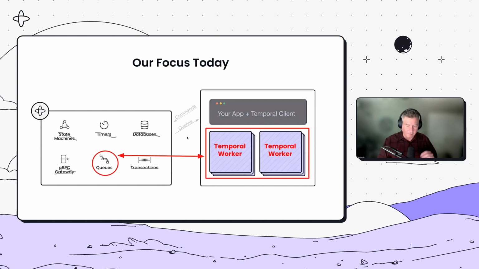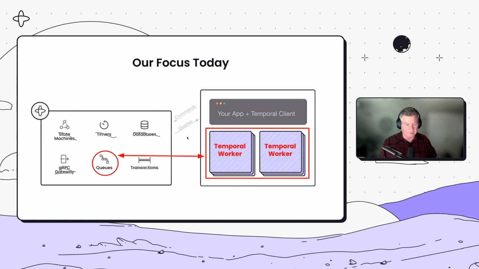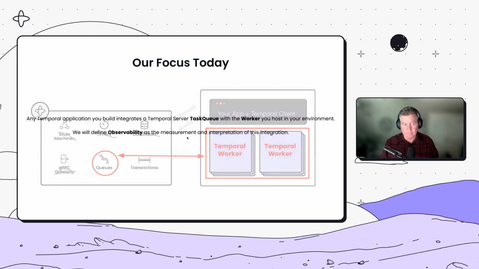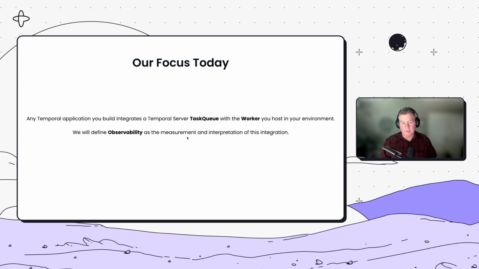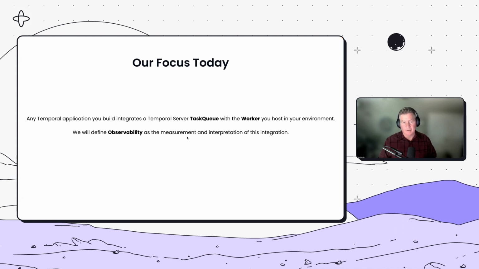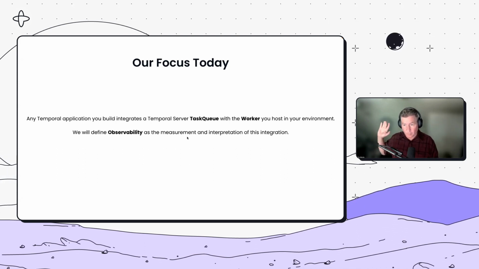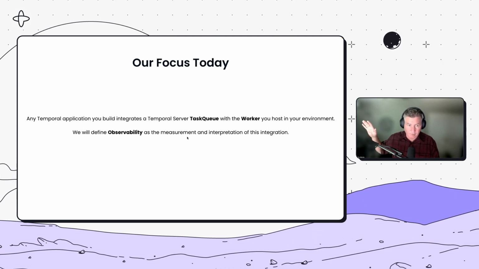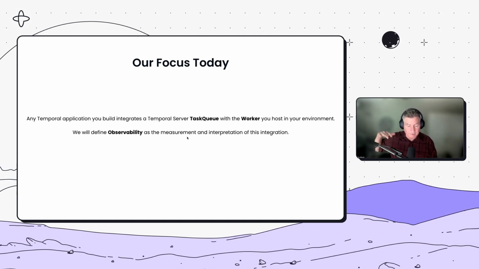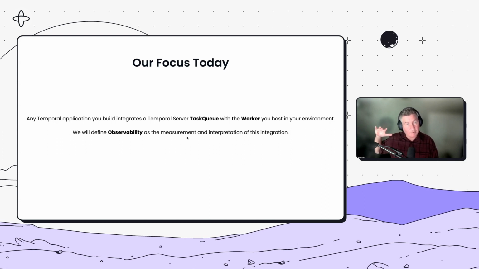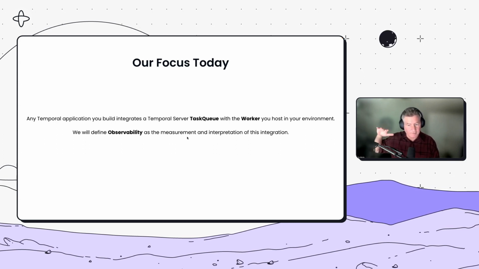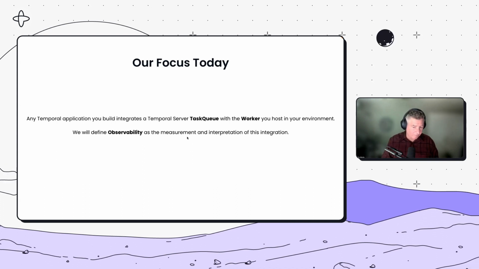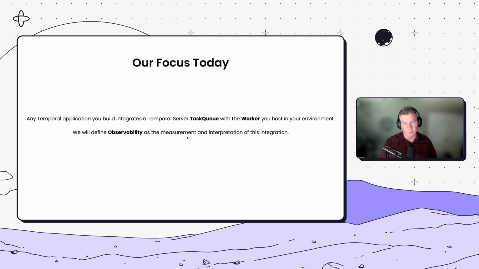I'm not going to get into a lot of design or those kinds of considerations with our application today. So any Temporal application that you build, it's integrating a Temporal server task queue with the worker that you're building and deploying inside of your environment. Okay, so the observability piece then that we're looking at today is, how do I measure what's going on in that integration? And how do I interpret it so that I can make changes either in deployment or configuration? We'll talk about those in a little bit.